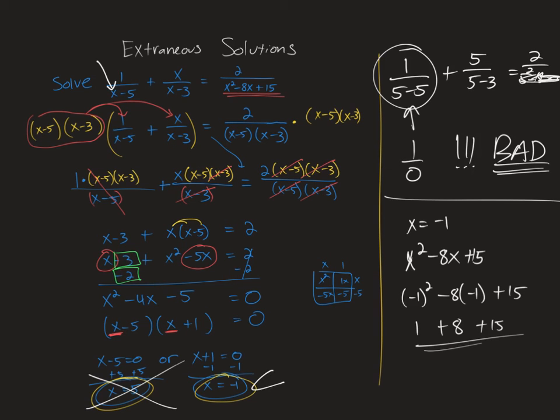So the only solution to this is x equals negative 1, because x can't be the 5 that we thought it would be. I know this is a little bit complicated. Maybe you want to pause and review.